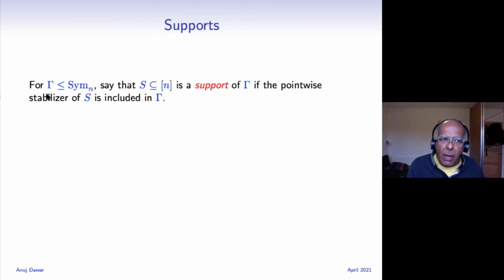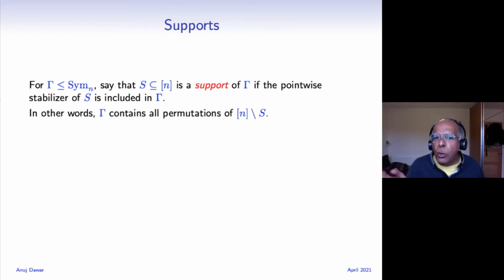So this is, if you have a permutation group gamma, a subgroup of Sym n, we say that a subset S of n is a support of gamma if the pointwise stabilizer of S is included in gamma. In other words, gamma includes all permutations which pointwise fix the set S. Okay. So that's what we call a support of the group gamma.